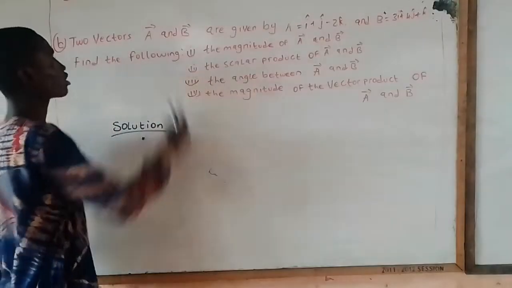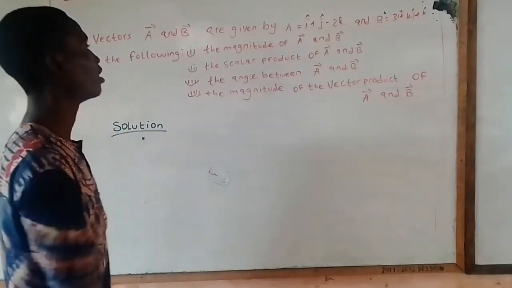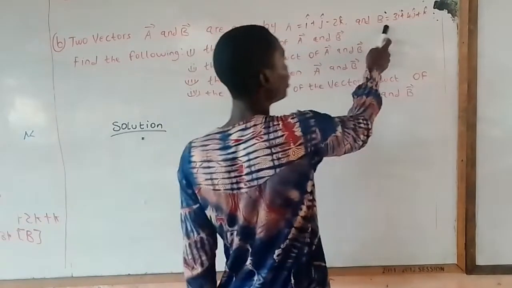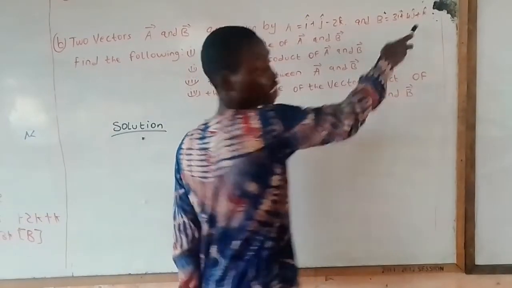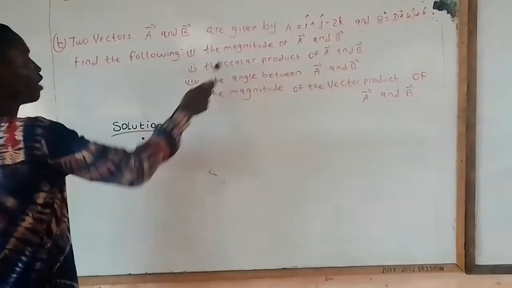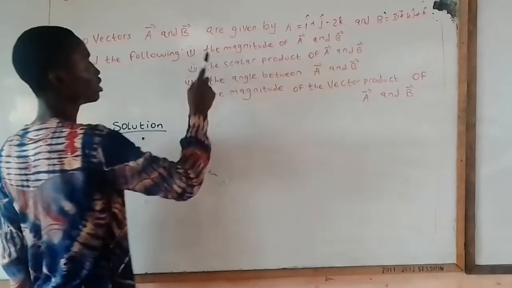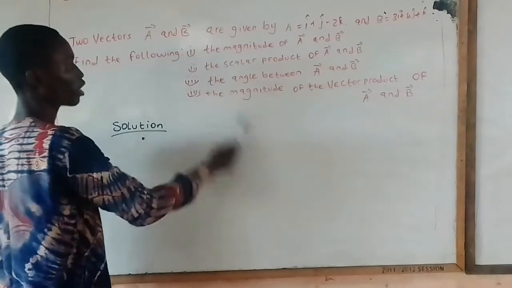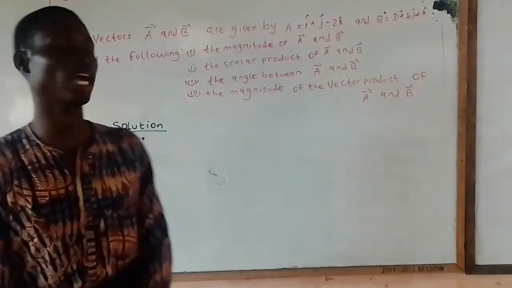Two vectors A and B are given by A equal to I plus j minus 2k, and B equal to 3I plus 4j plus k. And we are asked to find the magnitude of A and B, the scalar product of A and B, and the angle between A and B, and the magnitude of the vector product of A and B.